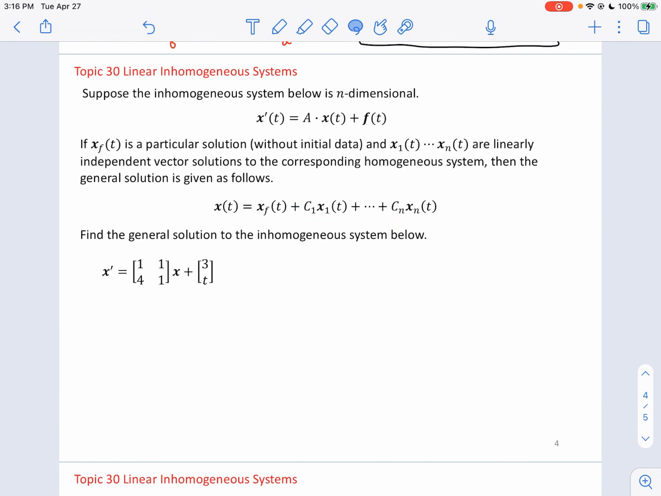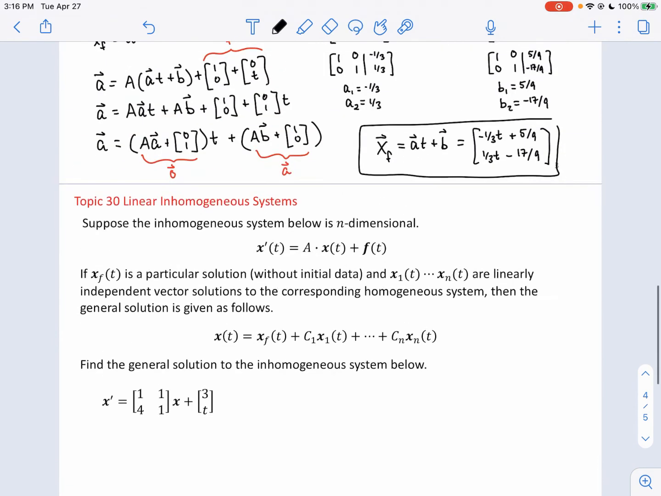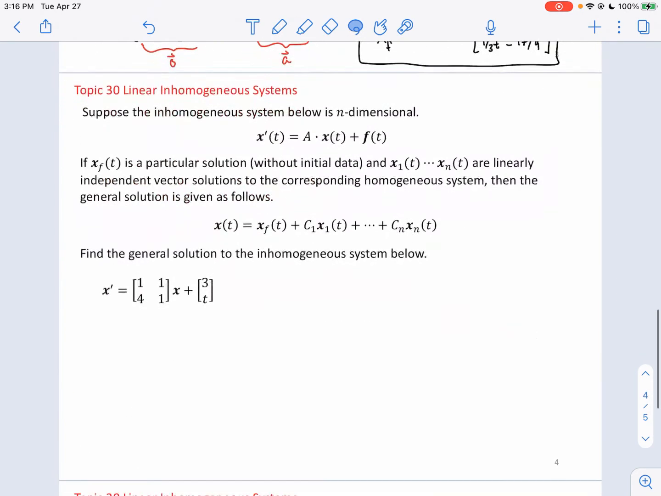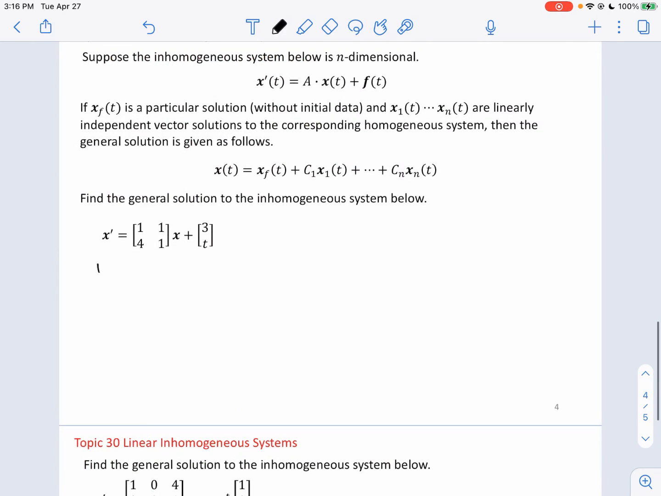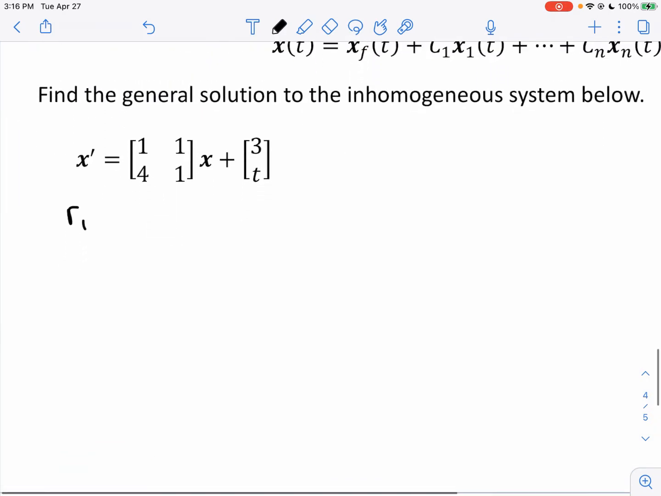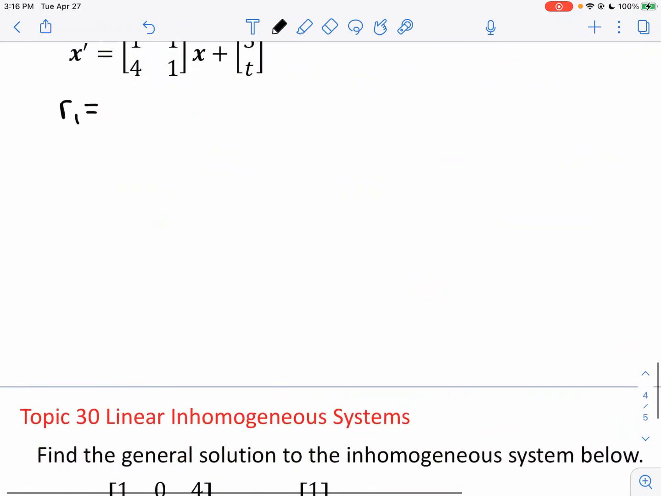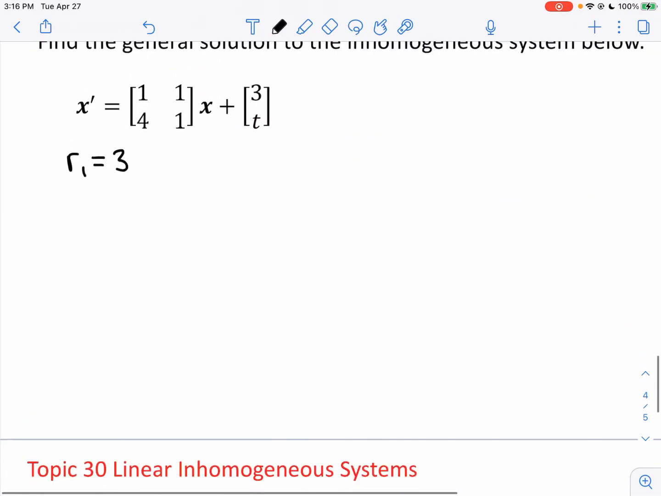So in this case, find the general solution to the inhomogeneous system below. Now we had already found, back here, what the eigenvalues were, but we never found out what their corresponding eigenvectors were, so that part is missing. So we know that r1 is 3, in no particular order. Let's just go to the 3 first. r1 is 3, so this is our first eigenvalue. We already found it for the coefficient matrix, that is, for this matrix. Now let's find out one eigenvector associated with this.